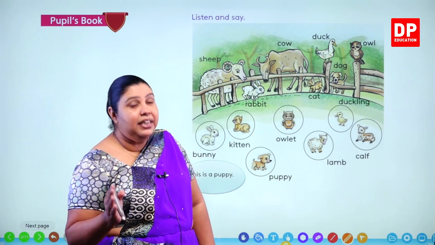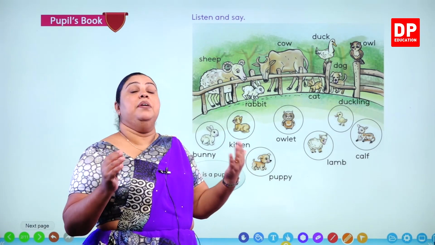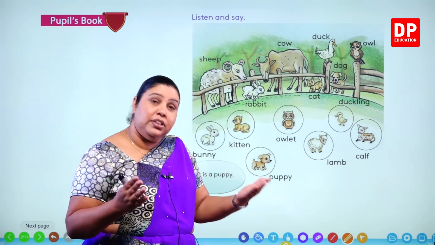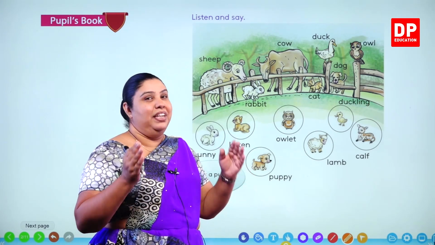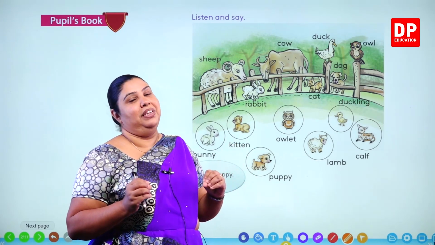So we are learning the baby animals. We are learning about the baby animals and the special names that we use. When they are small, we call them in that name.